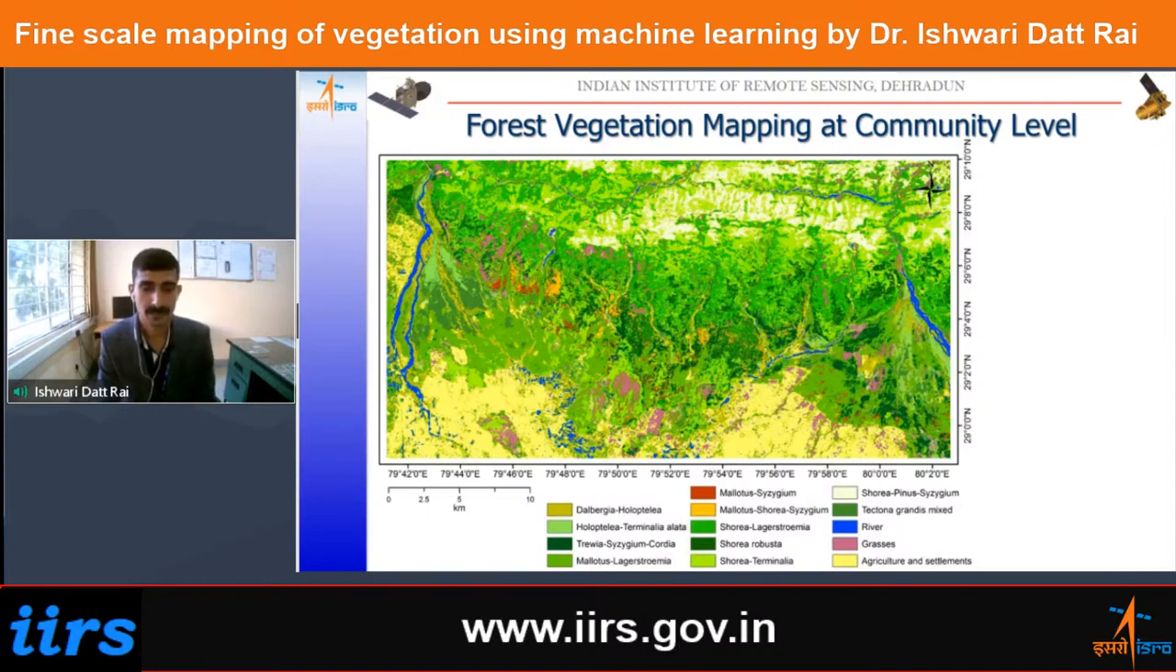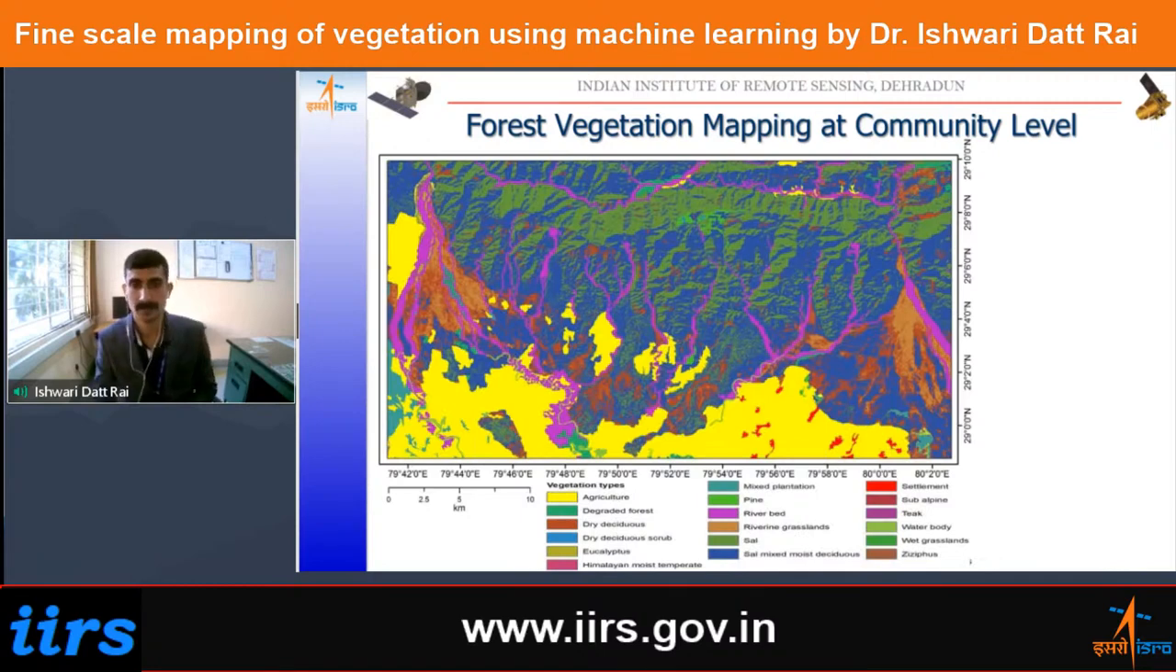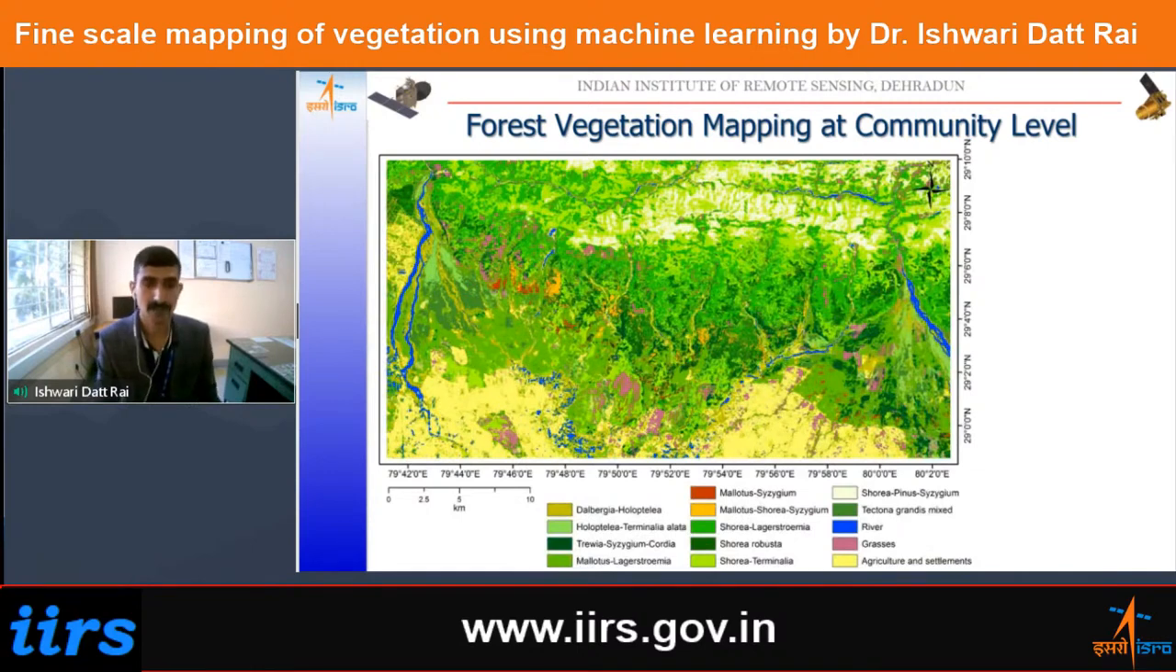If you compare this map with earlier attempts at vegetation characterization at landscape level, you will see those were basically broad patterns of vegetation, mapped as degraded forest, dry deciduous scrub, dry deciduous forest, riverine forest. The broad physiognomic classes were mapped in the earlier attempts, but with the advancement in remote sensing data as well as machine learning algorithms, we can classify and map vegetation communities at a very fine scale. This is a 10 meter resolution map generated for the entire landscape.